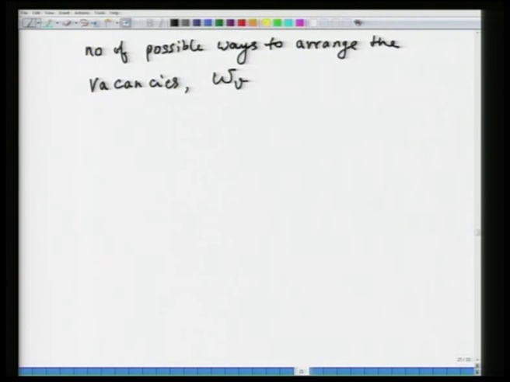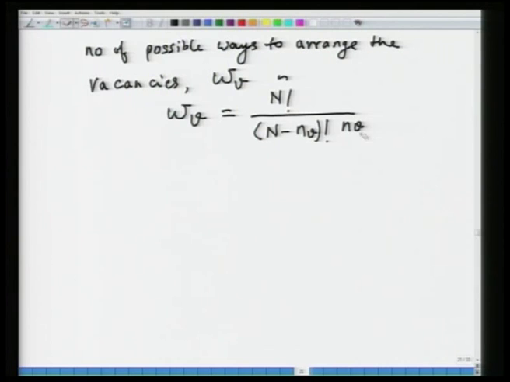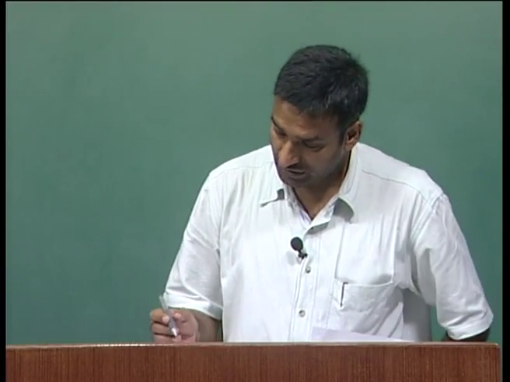Okay. So, Wv is given as factorial N divided by N minus n_v factorial multiplied by n_v factorial. So, this is your Wv.